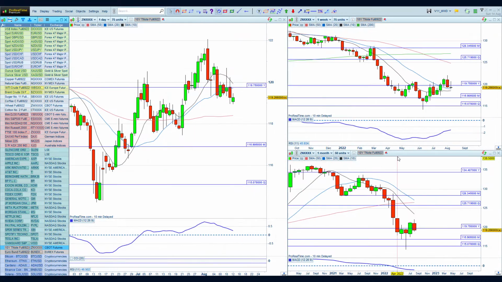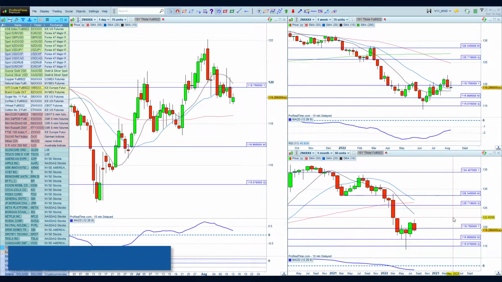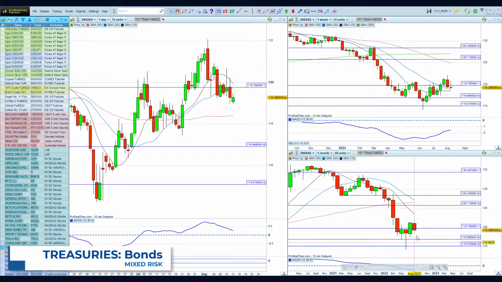Let's have a look at some of these treasuries, and this is interesting. It's sort of a bear's return.